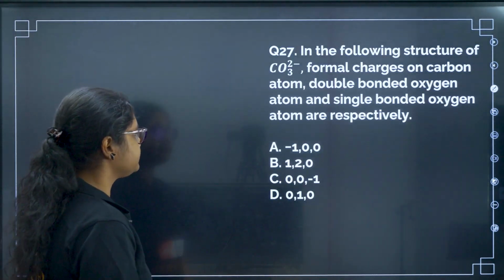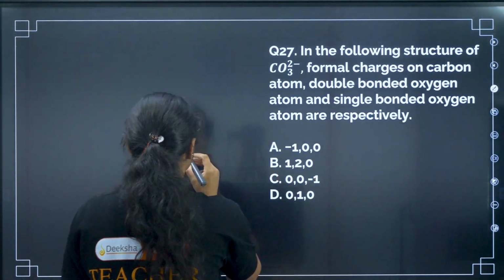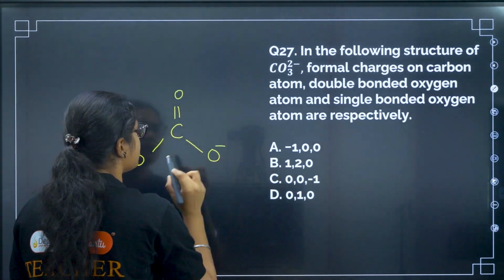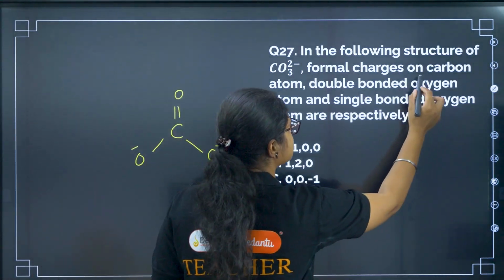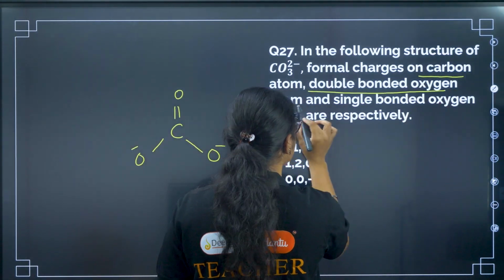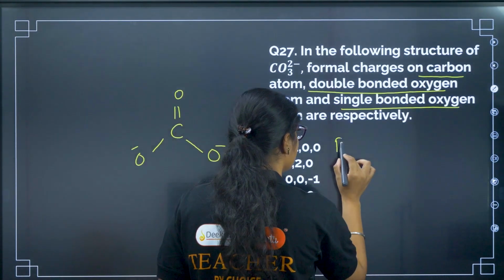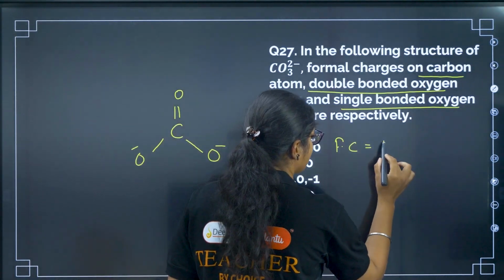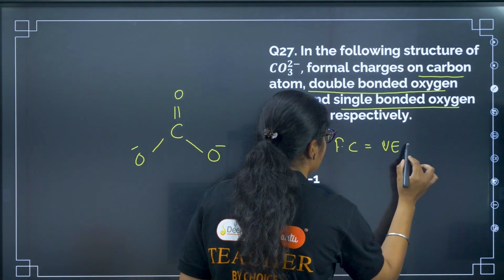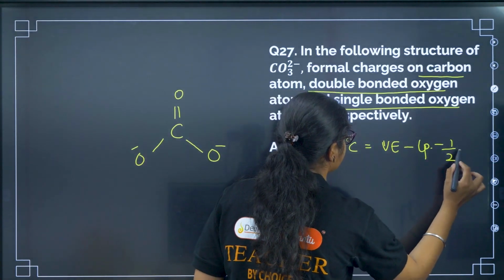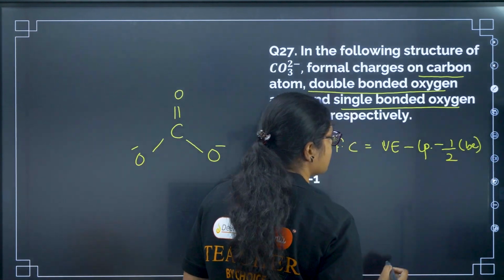Okay, next question. Formal charge on CO3 2 minus. We have to calculate the formal charge on carbon, the double bonded oxygen and the single bonded oxygen. So let us write the formula for formal charge. Formal charge is valence electrons minus lone pair of electrons minus half of bonded electrons, right?